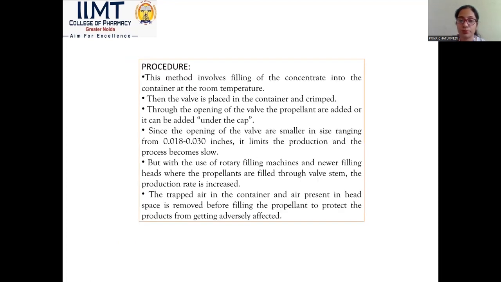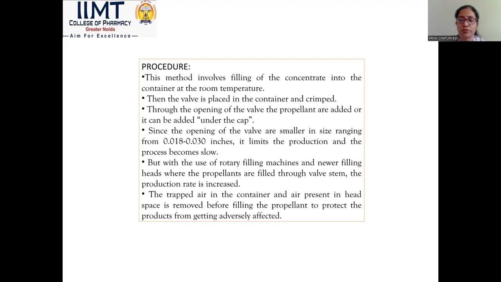Now, what is the procedure? This method involves filling of the concentrate into the container at room temperature. Then the valve is placed into the container and it is crimped. Through the opening of the valve, the propellant is added, and it can be added under the cap. Since the opening of the valve is smaller in size, which ranges from 0.018 to 0.030 inches, it limits the production and the process becomes very slow.